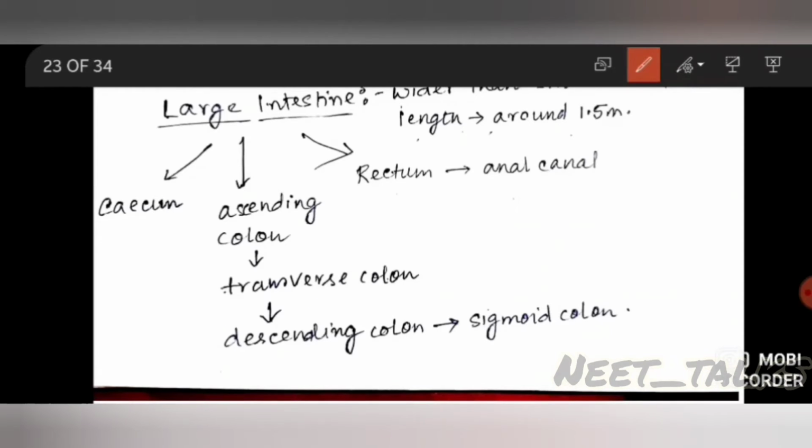Because the diameter of the large intestine is larger than that of the small intestine. The main function of this large intestine is to absorb the water. The absorption of water is the function of the large intestine. Absorption of the water and the formation of the feces, that is the concentration of the feces, occurs in this large intestine.